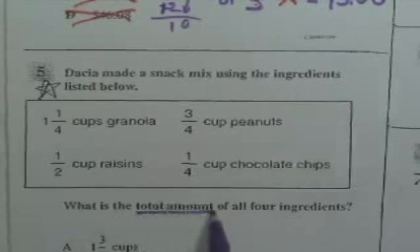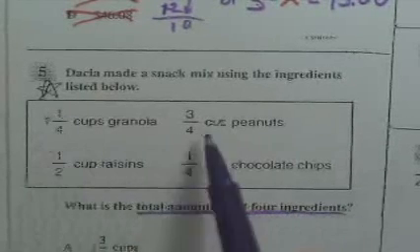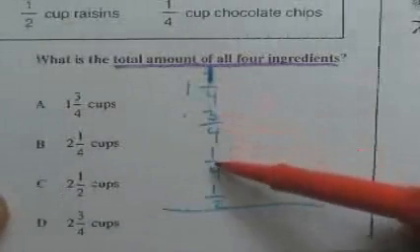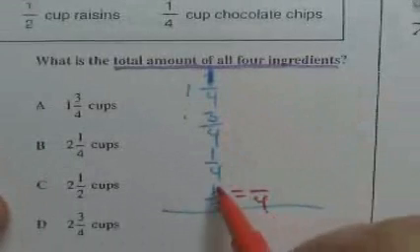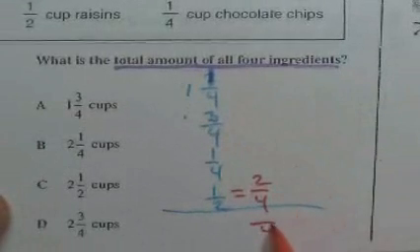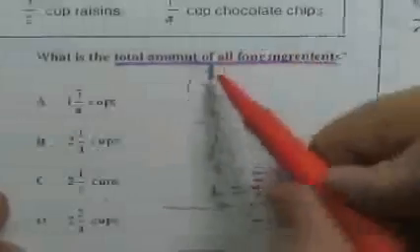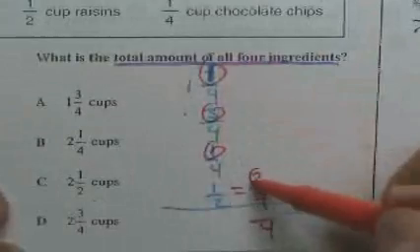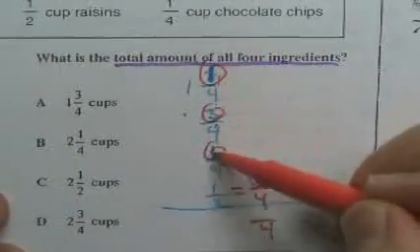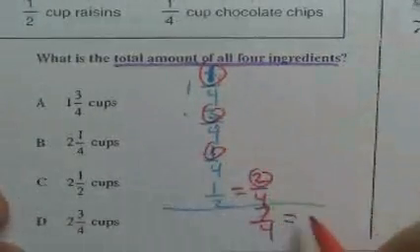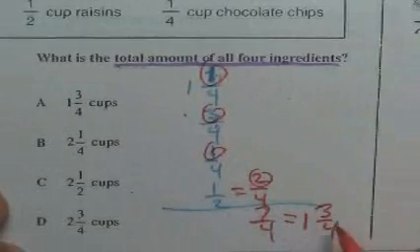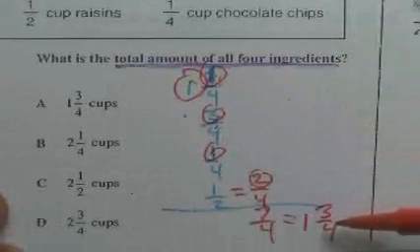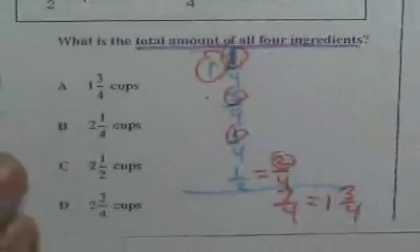Number 5 asks for the total amount of all 4 ingredients, so these 4 fractions added together. So you have a common denominator, which is 4. 1/2 is the same thing as 2/4. So if I add my numerators now, I have 1, 3, 1, and 2. That's 4, 5, 6, 7, 7/4. That's the same thing as 1 and 3/4. But don't forget, you have this other 1. So it's 1 and 1 and 3/4. That would make 2 and 3/4.